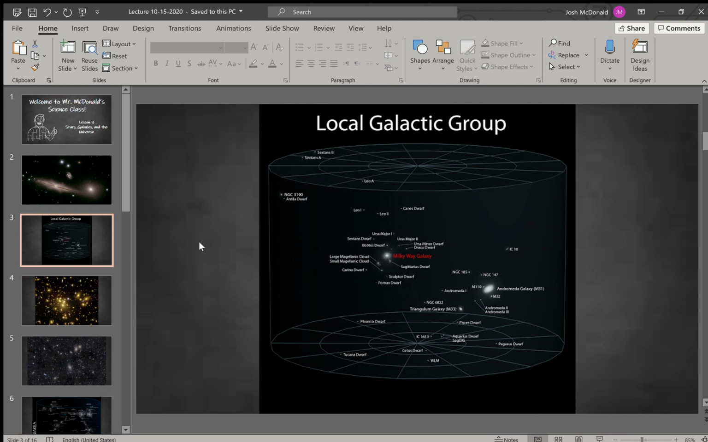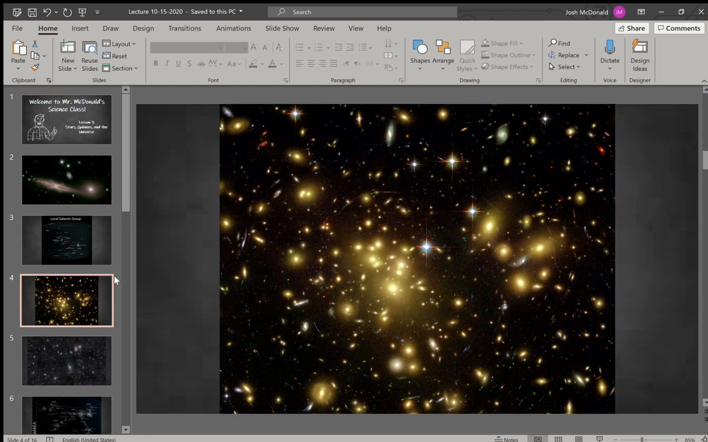Now then, groups form clusters. So within a cluster you have maybe 1,000 galaxies. So they move from galaxy to group to cluster. And you can see, there's quite a few. Each of these spots here represents a galaxy. That's a pretty big structure. Again, held together by gravity.